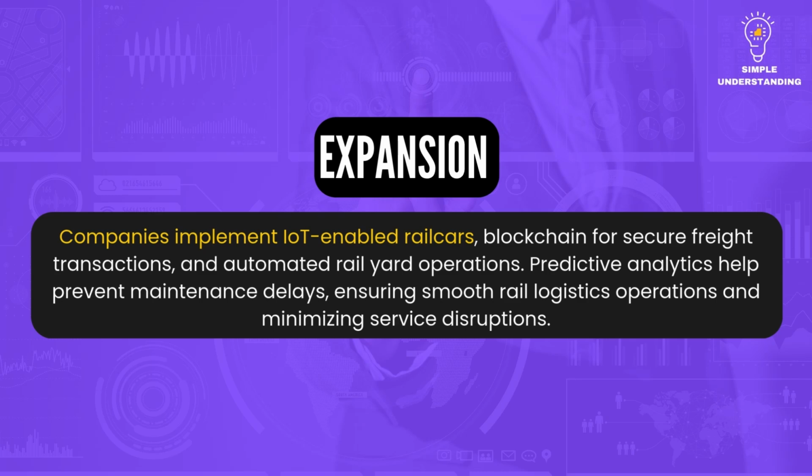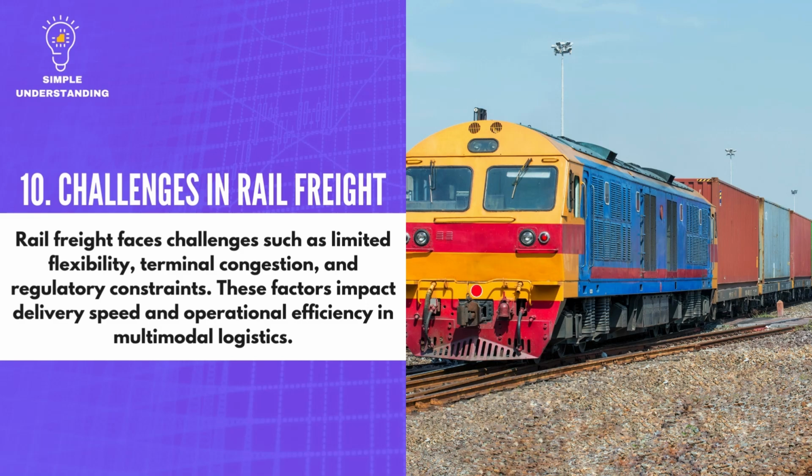Expansion. Companies implement IoT-enabled rail cars, blockchain for secure freight transactions, and automated rail yard operations. Predictive analytics help prevent maintenance delays, ensuring smooth rail logistics operations and minimizing service disruptions. 10. Challenges in rail freight.